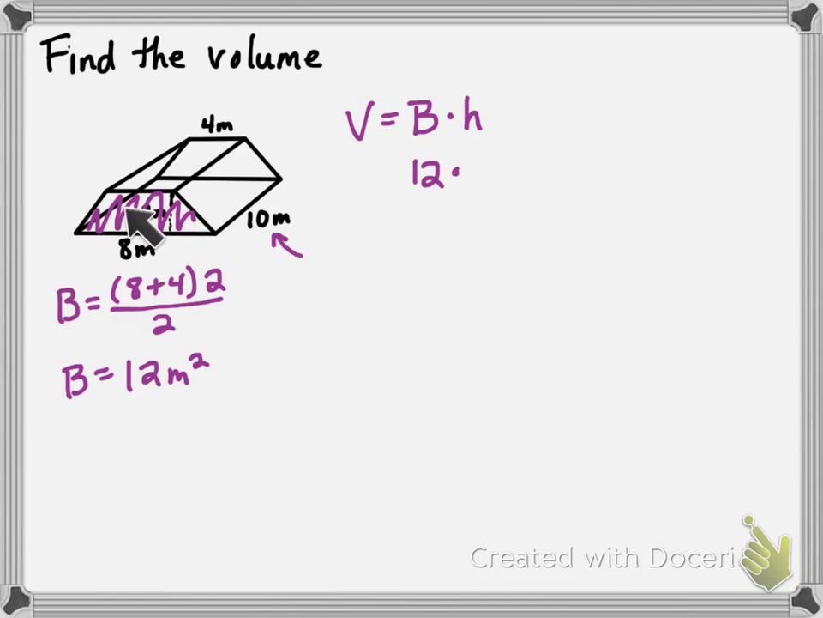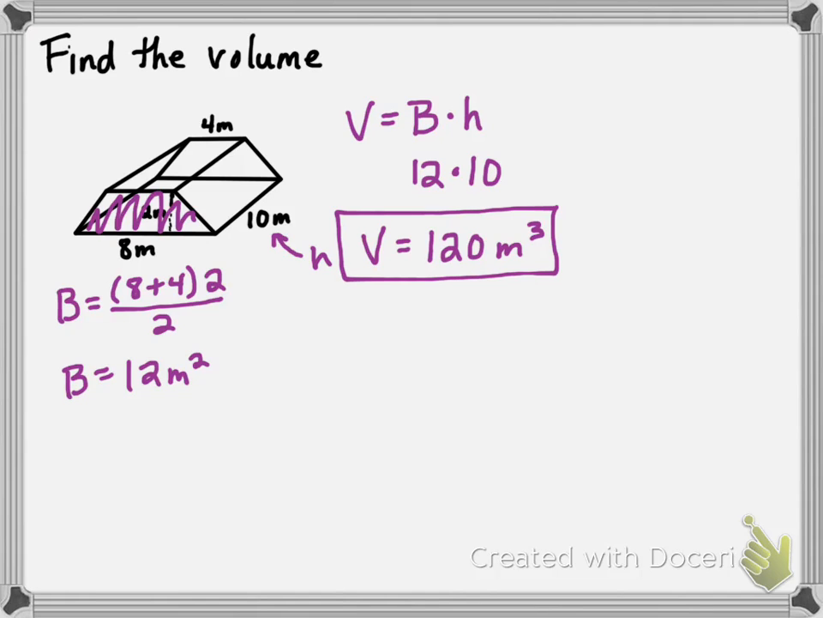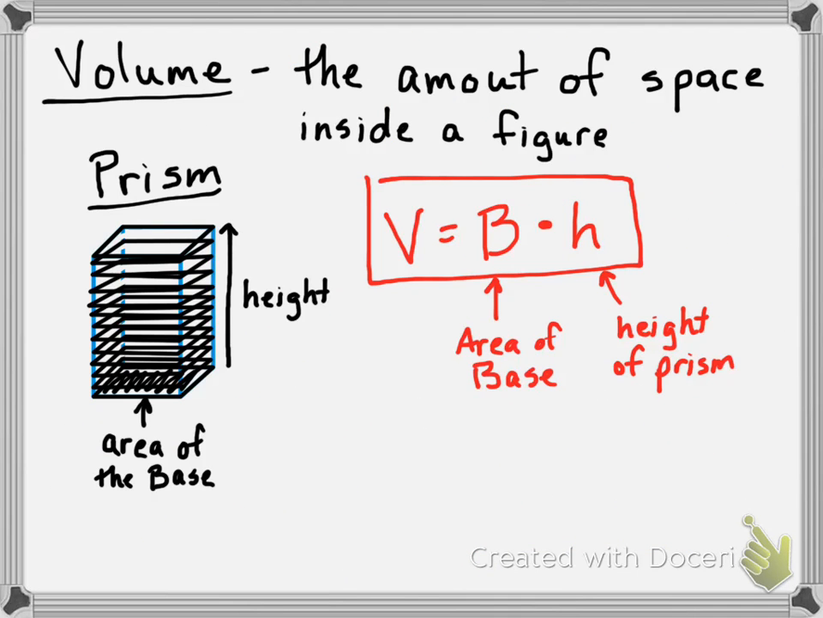And then since this is my base, my height is perpendicular to it, so I get 10 meters for my height. So the volume of this prism is 120 meters cubed. So see, we can find the volume of any shaped prism as long as we know how to find the area of its base. Because volume is always area of the base times the height for any prism, no matter what the shape.